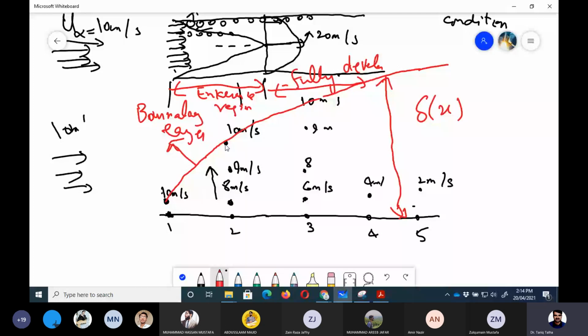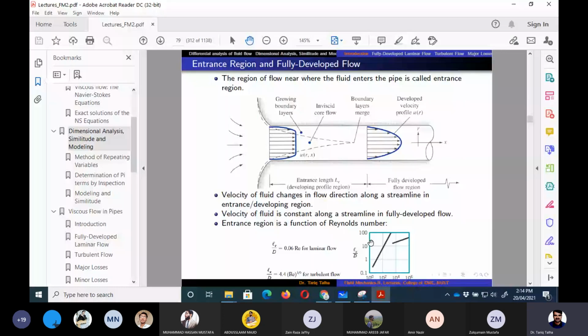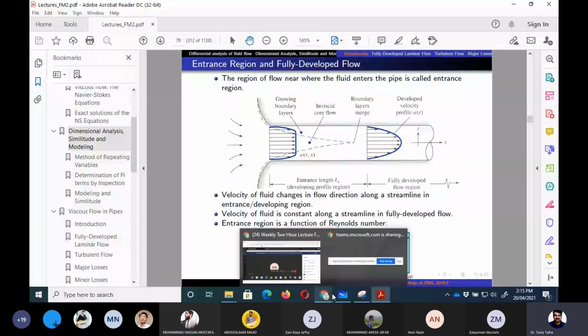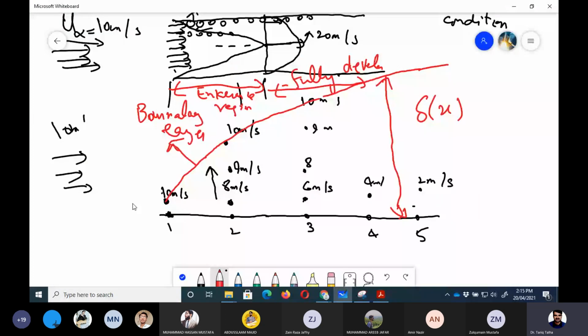And the velocity of fluid is constant along a streamline in the fully developed region. Why is that? Because the viscous forces are completely in equilibrium with the pressure drop forces in the fully developed region. If we want to know the entrance length, here they have defined it with the symbol LE. So LE upon D, which is a non-dimensional number, is equal to, if I can write it here, because it is very small on the slide.